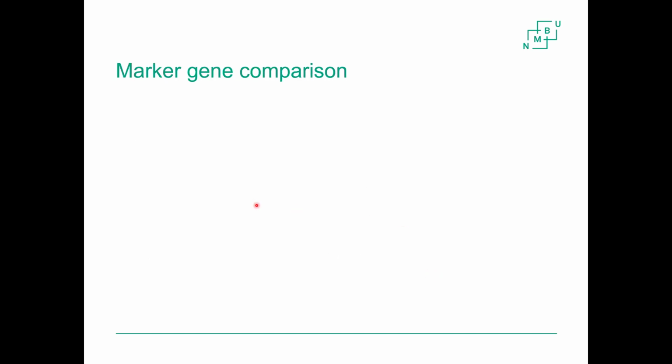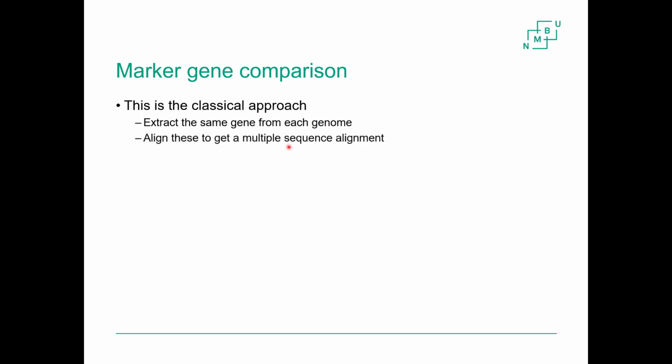So the first thing we do in Module 8 is to use the classical approach of a marker gene comparison. That's the classical way. This means we extract the same gene from each genome. So instead of using the whole genome, we only focus on one single gene. But the same gene is taken from each of the genomes. Then we align this using some multiple sequence alignment tool. And then we build a tree from this alignment.